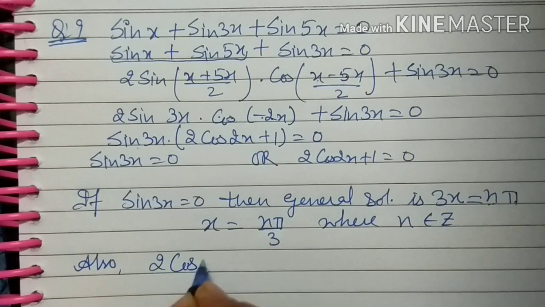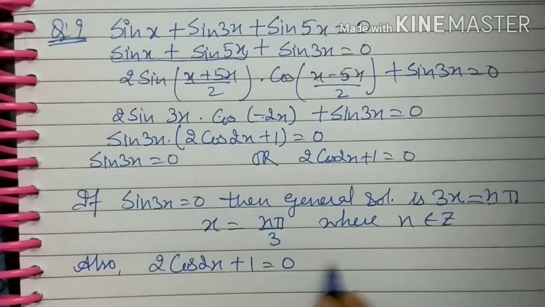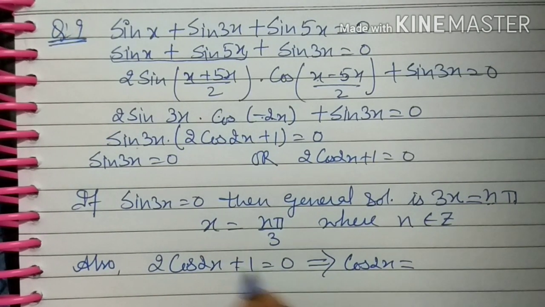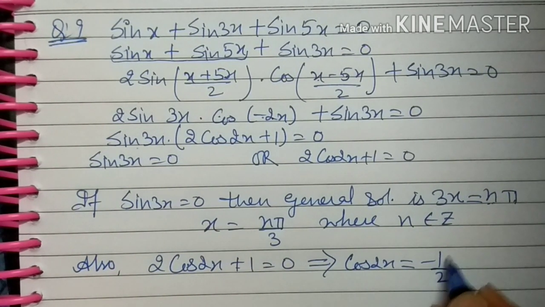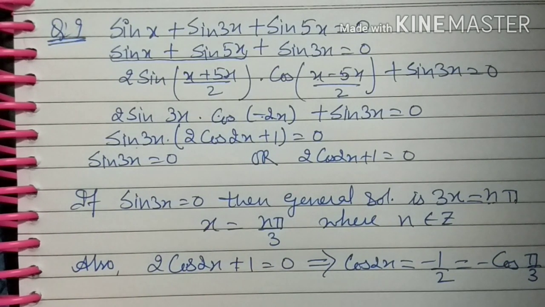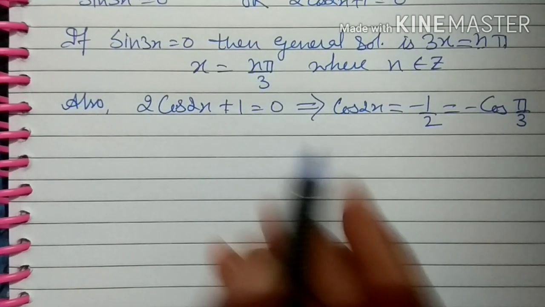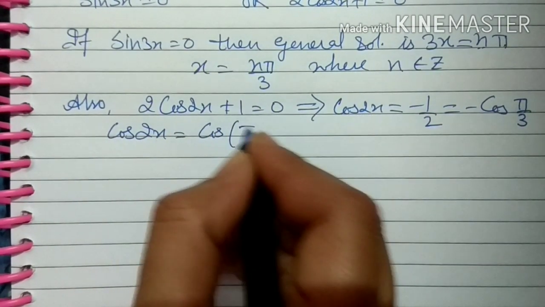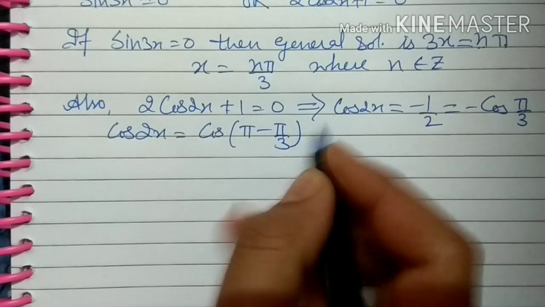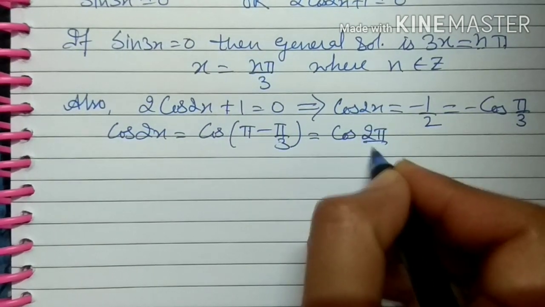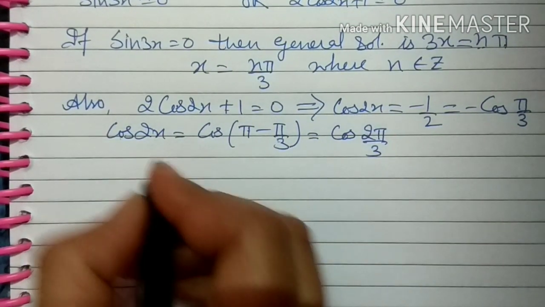Also, if 2 cos 2x plus 1 equals 0, this implies cos 2x is minus 1 upon 2, and the value of cos is 1 by 2 at cos 60, so minus cos pi upon 3. It is negative here. Cos is negative in the second quadrant, so we will shift this angle to the second quadrant as cos of pi minus pi upon 3. Taking LCM and solving it, we get 3 pi minus pi, that is 2 pi by 3. So cos 2x equals cos 2 pi by 3.